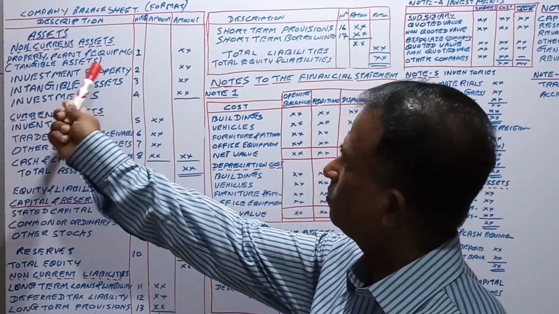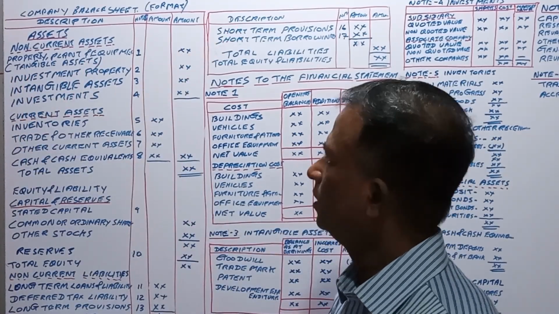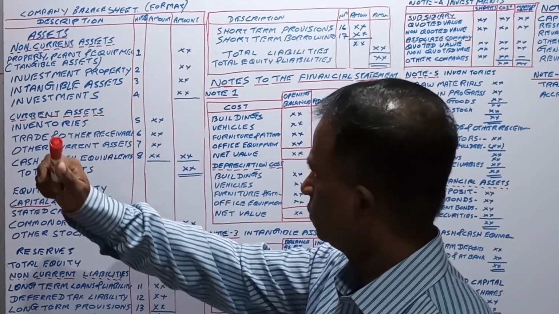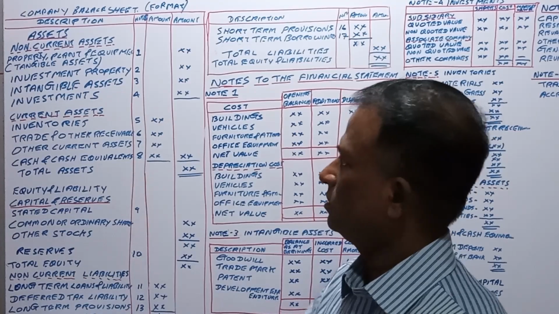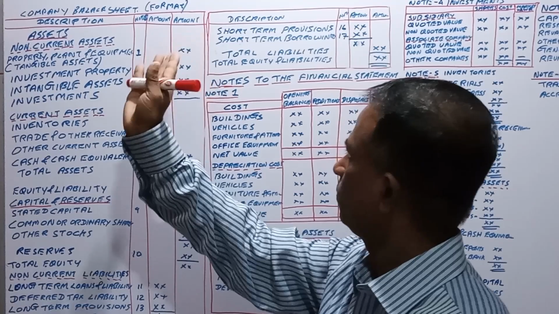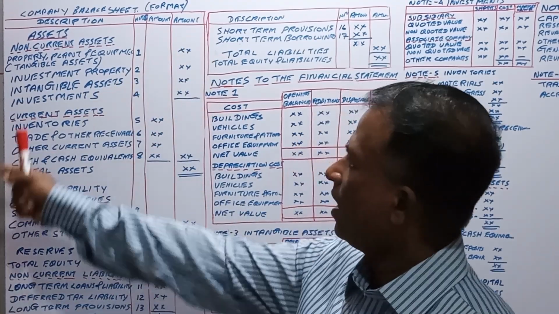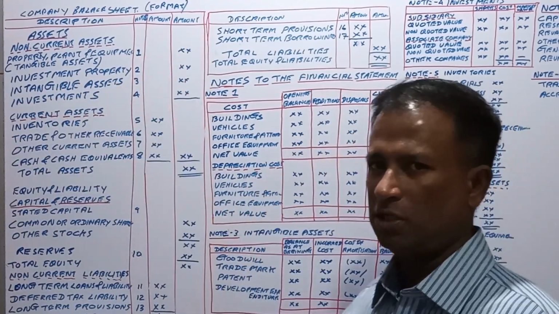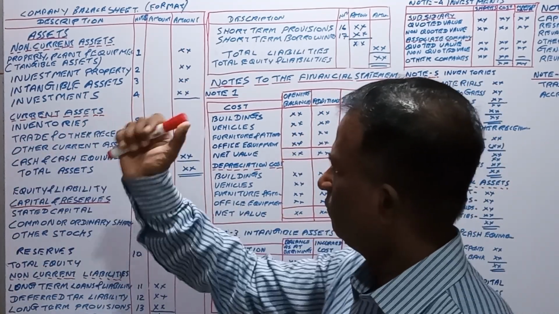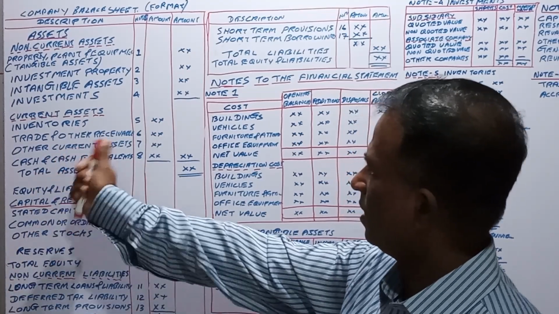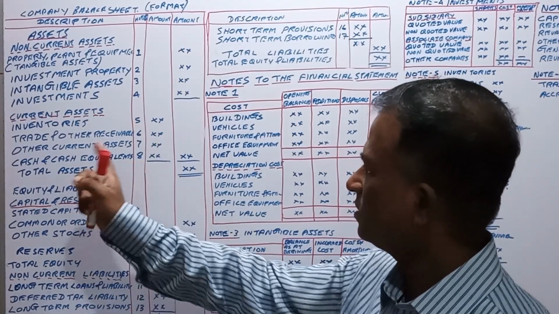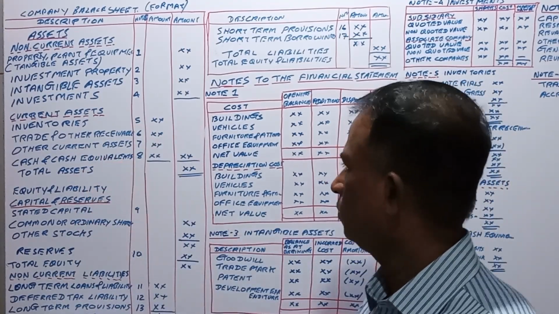Next one is investment in properties. Whatever investment you do in the properties, you will show it. Intangible assets, whatever intangible assets you have, you will disclose that. And investments, whatever investments you made, come here. Current assets: inventories, trade and other receivables, other current assets, cash and cash equivalents, and total assets, right?